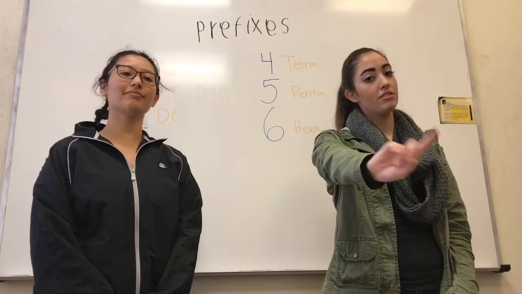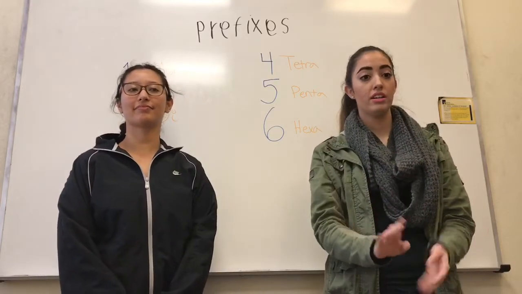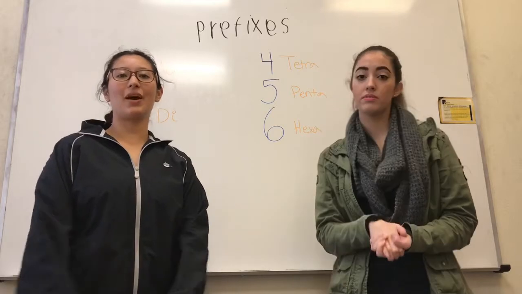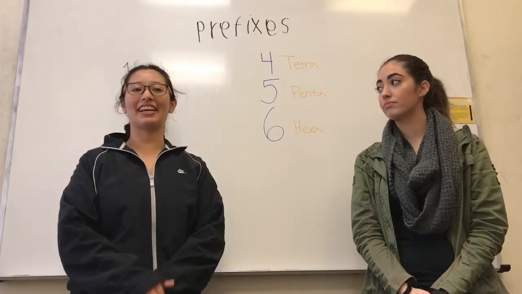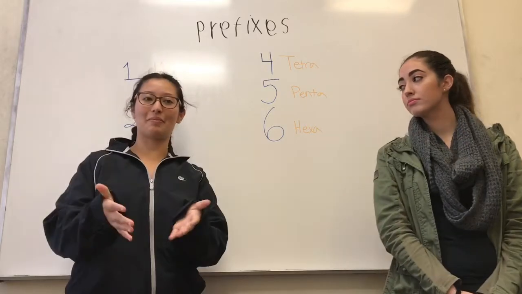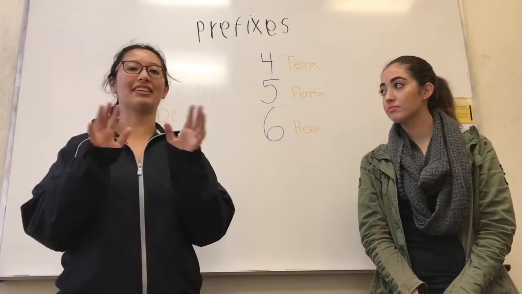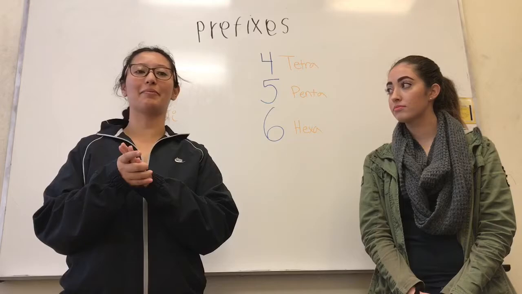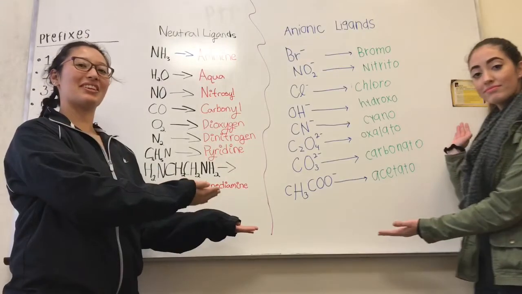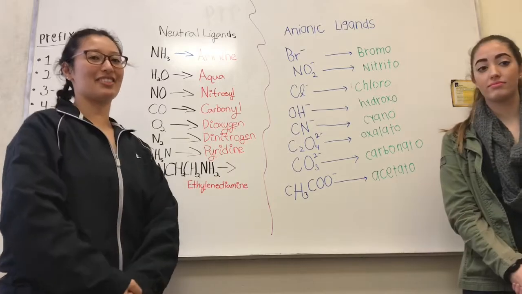Rule number 1, name the cation before the anion. This should be similar since that's what we did with naming ionic compounds. Rule number 2, name the ligands first in alphabetical order. So when naming a coordination compound, you have to make sure that all the ligands are in alphabetical order. I'm going to show you a list of ligands that you'll be using when you're naming a coordination compound.